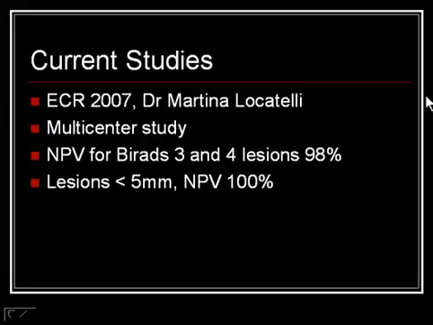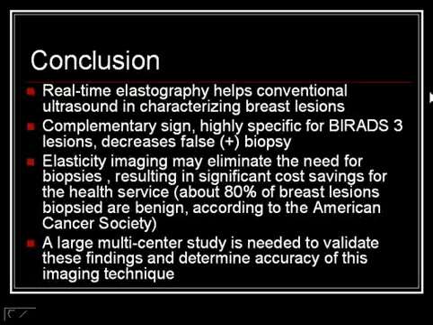There is also a study that was conducted with the Italian group led by Dr. Martina Locatelli, presented at the European Congress of Radiology in 2007. It was a multi-center study, and the study demonstrated a negative predictive value for BI-RADS 3 and 4 lesions to be 98%. And again, interesting finding, for lesions that were less than 5 millimeters, the negative predictive value was 100%.